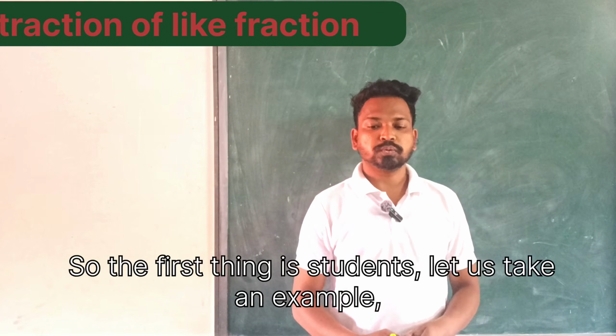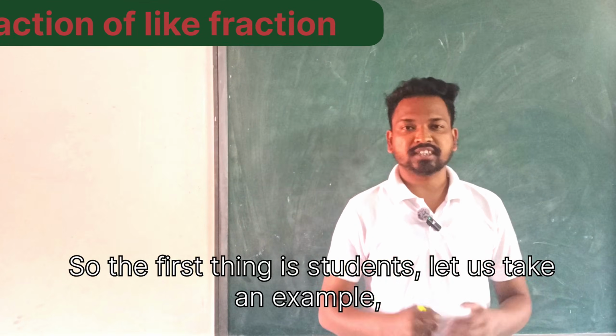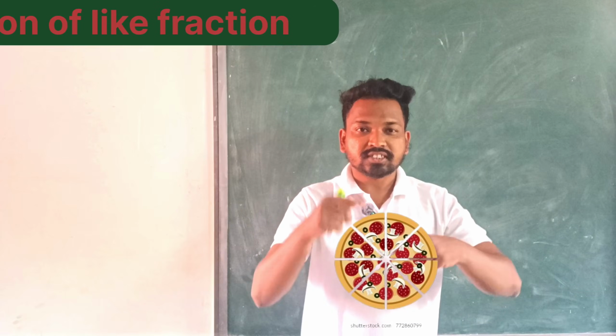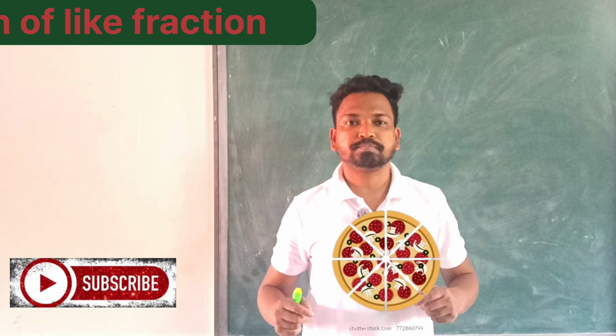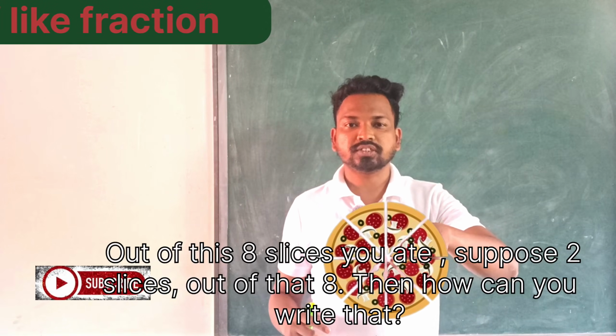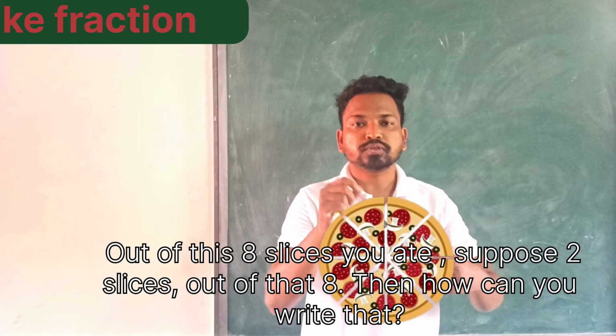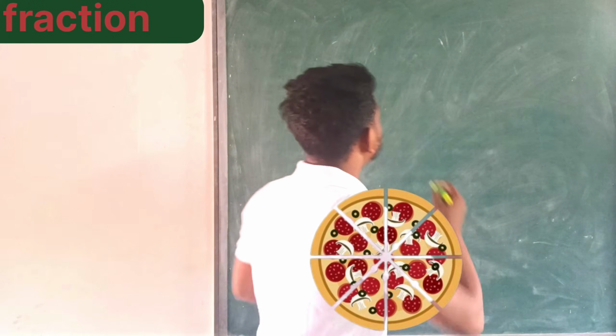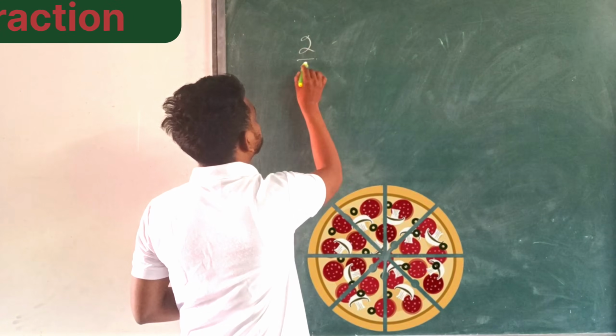Okay, fine. So the first thing, students, let us take a real life example. Suppose you have this pizza. This pizza is divided into 8 slices. How many slices? 8 slices. Out of these 8 slices, you ate, suppose, 2 slices out of that 8. Then how can you write that? That is, students, 2 by 8.